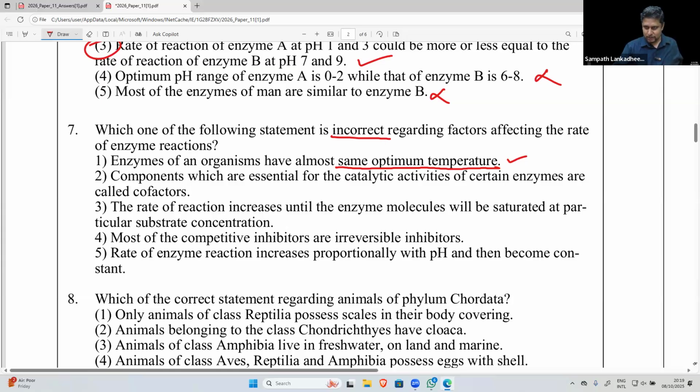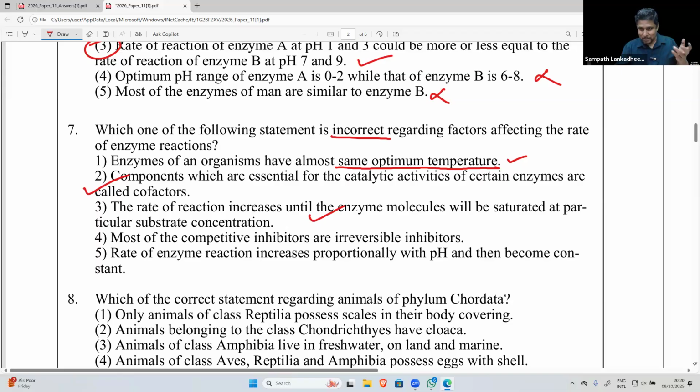Components which are essential for the catalytic activities of certain enzymes are called cofactors. The rate of the reaction increases until the enzyme molecules are saturated at a particular substrate concentration. Correct.